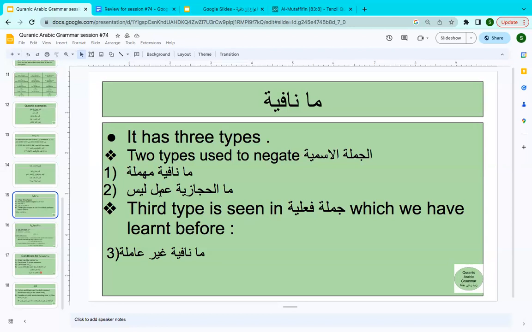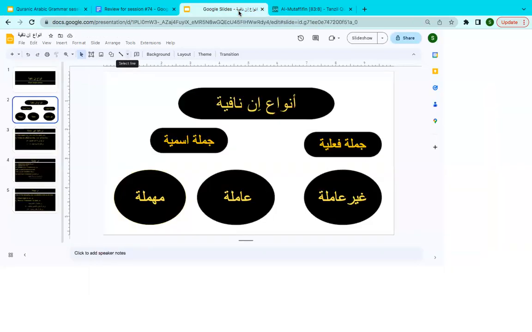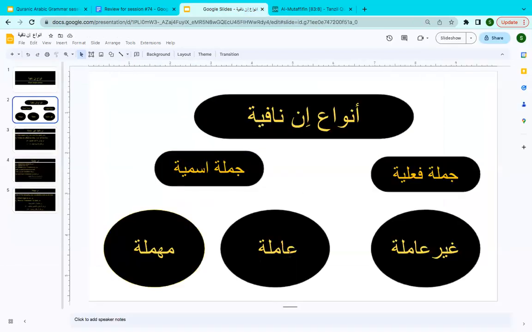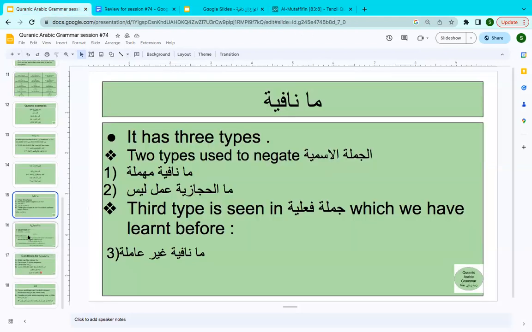Yes, it becomes inactive because of something, okay? So let's just focus. Now, one: ma nafiya muhmila in jumla ismiya. Same way, just like you saw in laysa, in jumla ismiya, it can be amila or muhmila. Ma in jumla failia is only ghair amila, okay? So come back and see.